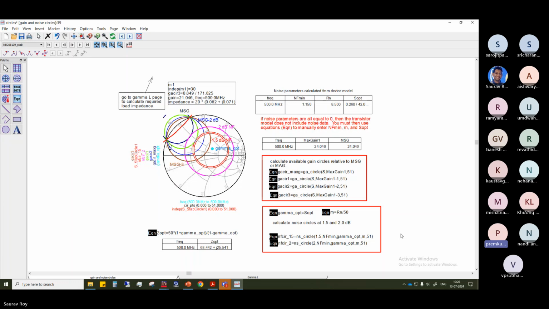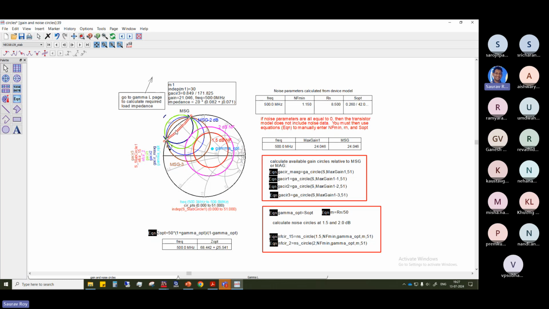Suppose the stability circle is outside, then the gain circle is inside and the noise figure circle is inside. Can we take it like that, or do we have to include both? As I told you, if the stability circle is outside, that is the best case. If the stability circle is more inside, that is the worst case, or the bad case. So optimally, that's why you see here the stability circle is inside a little bit.